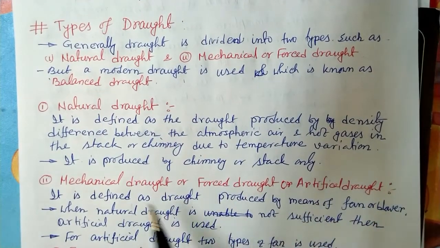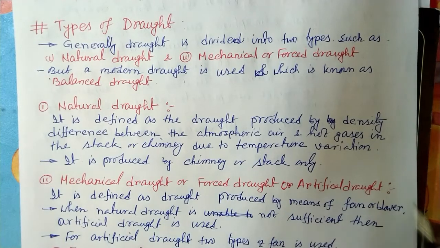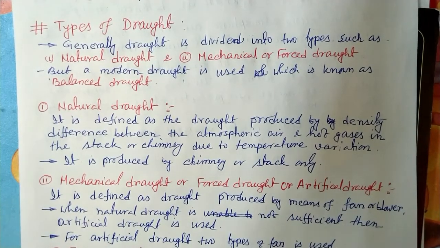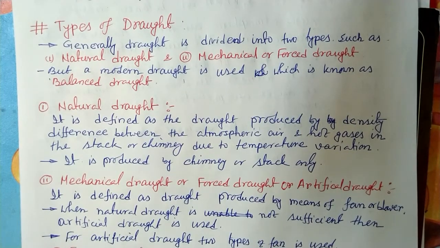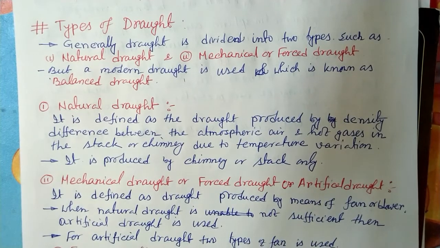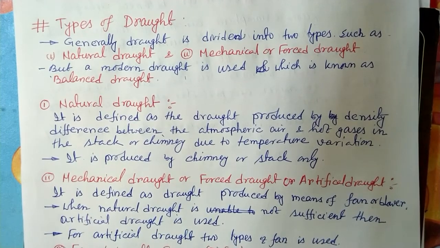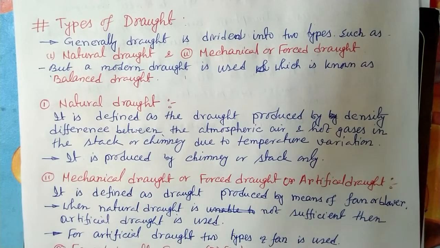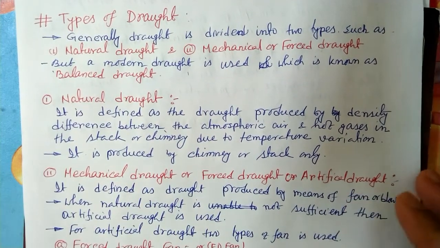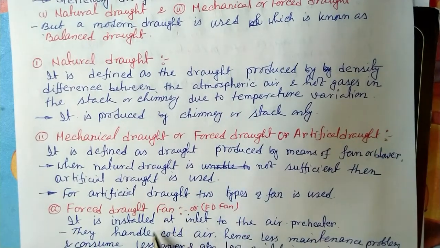So next we have mechanical draught, or forced draught, or artificial draught. Mechanical draught means when draught is produced by some external device such as a fan or blower. When natural draught is unable or insufficient, then we use artificial or mechanical draught. For artificial draught generally two types of fans are used. One is our forced draught fan, or we call this an FD fan.